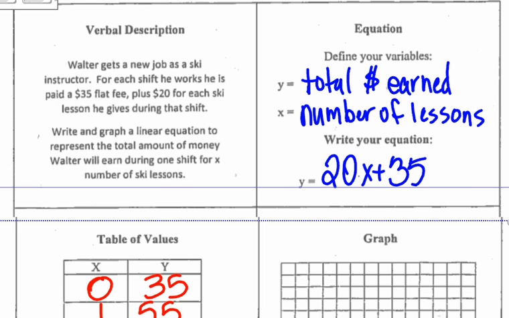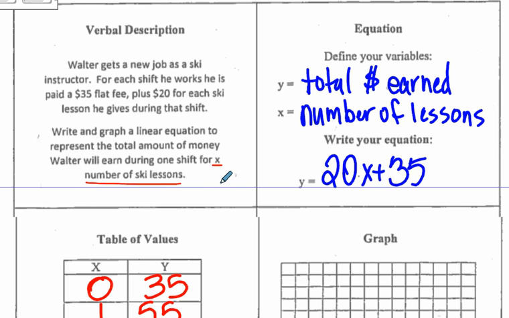So you can see right away that they define x for us as the number of lessons. So that's what we have here for x, the number of lessons. And my y, well, that's the answer, right? So that's usually the total. So that is going to be the total money that Walter earned at his new job.